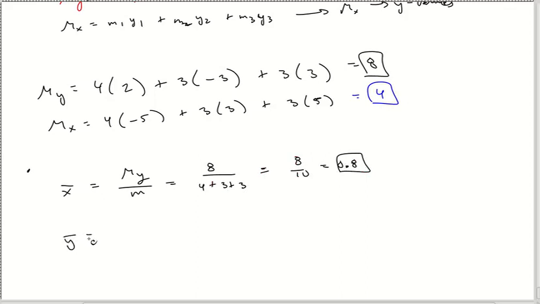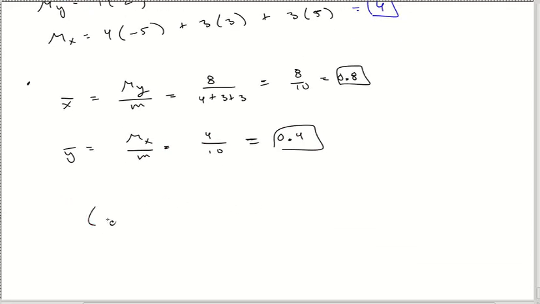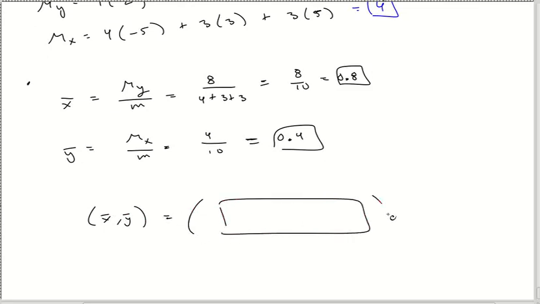The next one, y bar, is going to be my x over m. Again, they're always mixing things up. In this case, I got a 4 over that same 10. So then my answer would be a 0.4. And so my final answer for x bar, y bar looks like this in WebAssign.